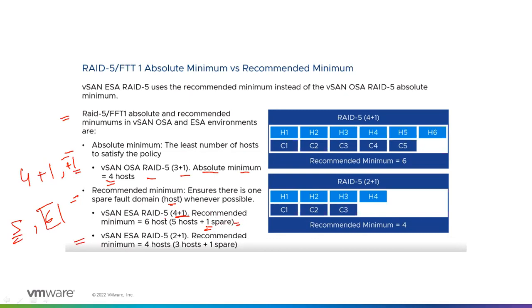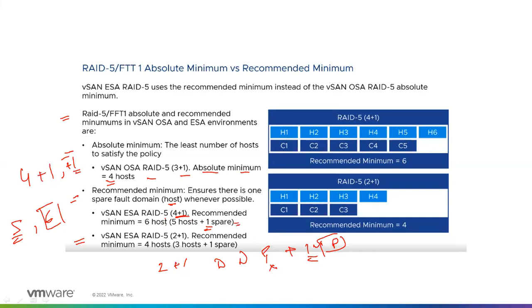vSAN ESA RAID 5 2+1 is the minimum host. Why is it 2+1? Because it's maintaining kind of data parity, right? The +1 is spare. If any host becomes faulty, the parity will be maintained here. Whatever the data, it will dynamically shrink.